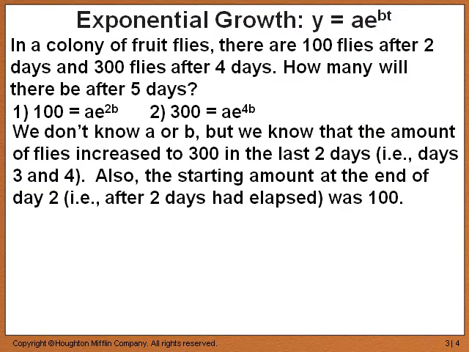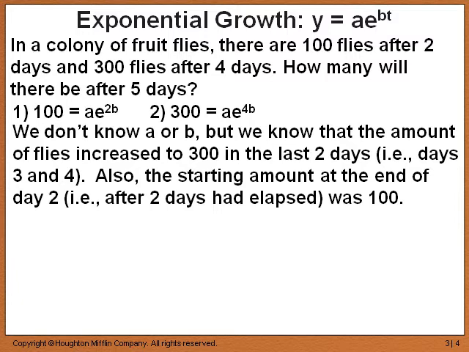So we don't know a or b, but we know that the amount of flies increased to 300 in the last 2 days. That is days 3 and 4. Also, the starting amount at the end of day 2, that is after 2 days had elapsed, was 100. Okay, so without even knowing the a of day 0, we can work with what we are given in the following way.